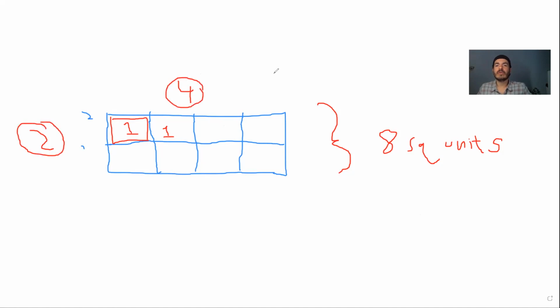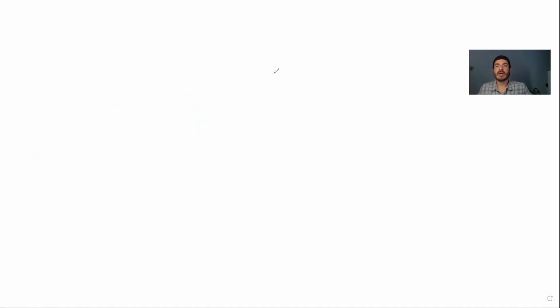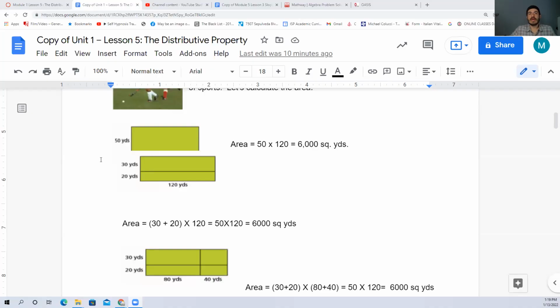Okay, we are going to clear this and stop share and go back to our handy dandy worksheet and see why that's relevant to the distributive property, which it is. Okay, so here we have a field that's 50 yards up and down wide and 120 yards across. So if I were to have done the same little drawing as I did with the 2 by 4, I would end up with 6,000 square yards, the 6,000 of those little tiles.